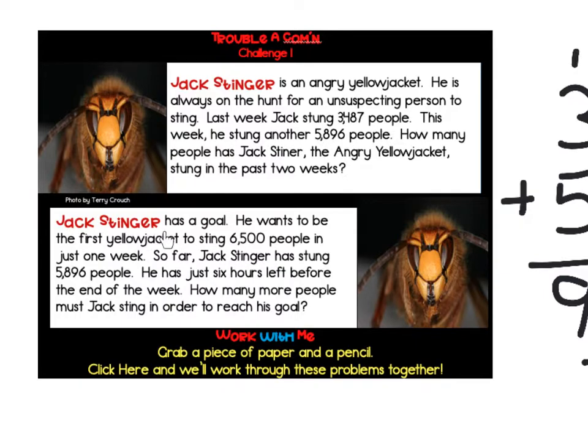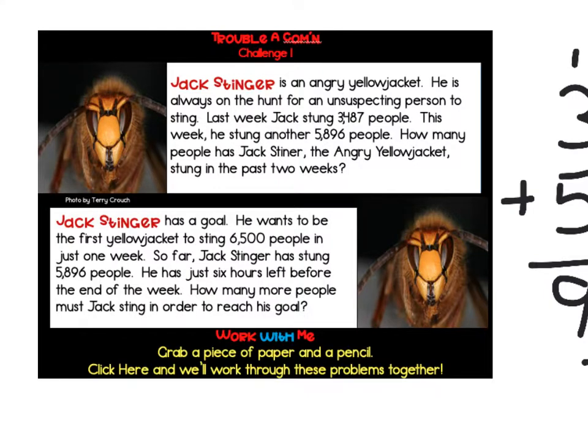And here we go. Jack Stinger has a goal. He wants to be the first Yellowjacket to sting 6,500 people in just 1 week. That is a lot of people, my friends. And so far, Jack Stinger has stung 5,896 people. He has just 6 hours left. Uh-oh, that's not a lot of time. Before the end of the week, how many more people must Jack Stinger sting in order to reach his goal?